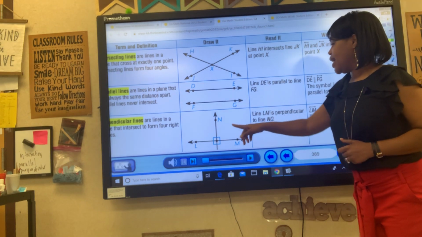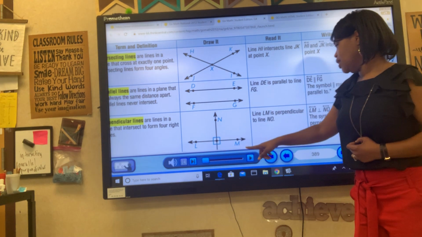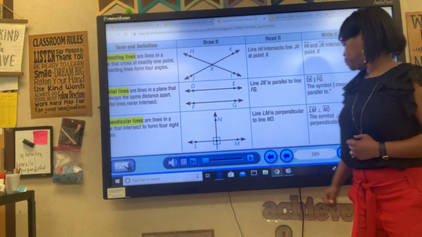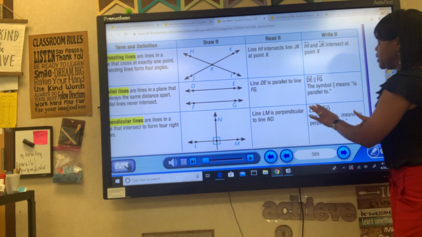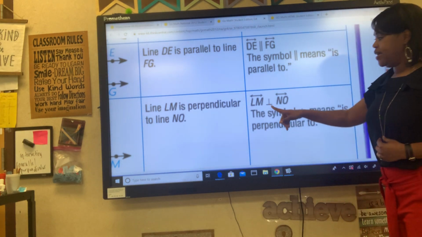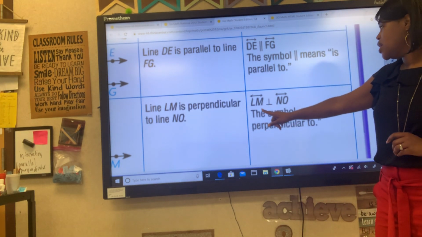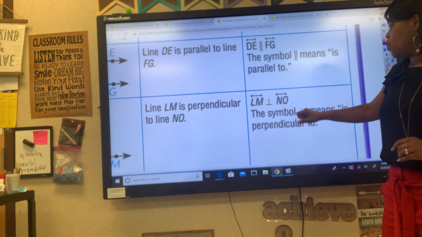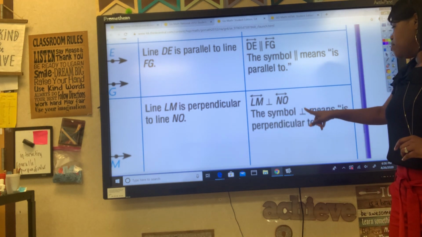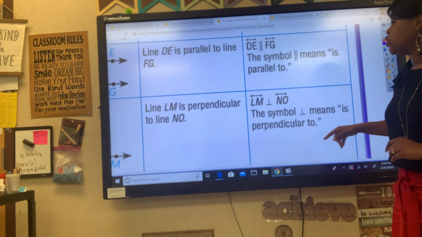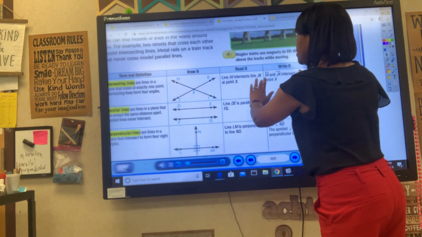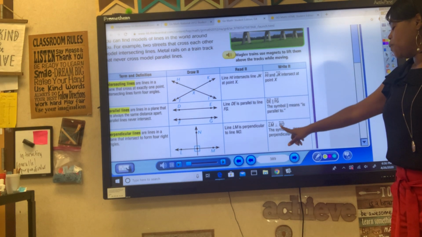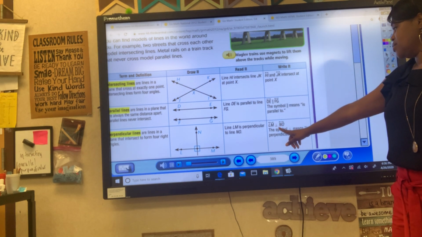We would read it as line LM is perpendicular to line NO. A perpendicular symbol looks like this. Take a look at it on your sheet. Line LM is perpendicular to line NO. The symbol means it's perpendicular to. Notice how the parallel line symbol looks like this. The perpendicular line symbol looks like this.